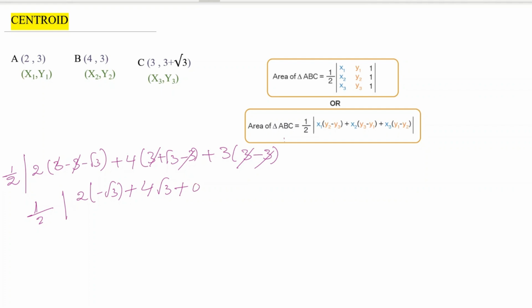3 into 0 is 0. Now here these two are like minus 2 root 3 plus 4 root 3. That is nothing but 2 root 3 here. And we have half before this. So the 2 and 2 will get cancelled out and we'll have root 3 as the answer. So this means the points represent a triangle.